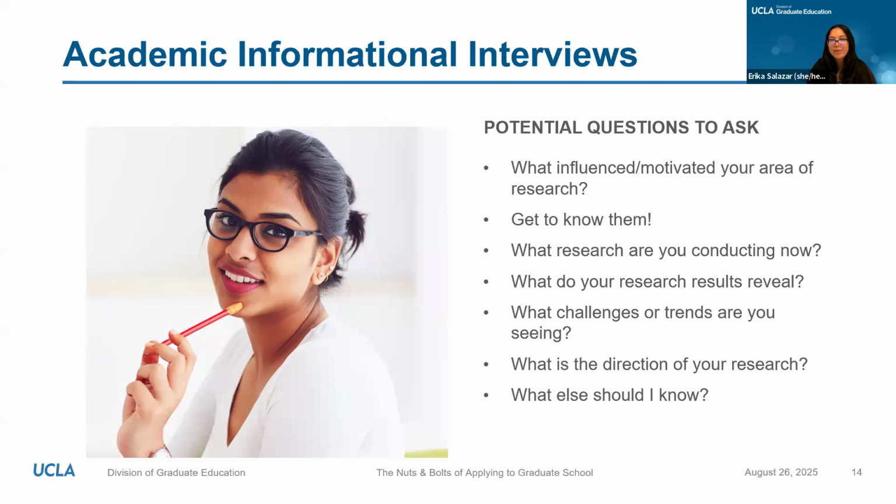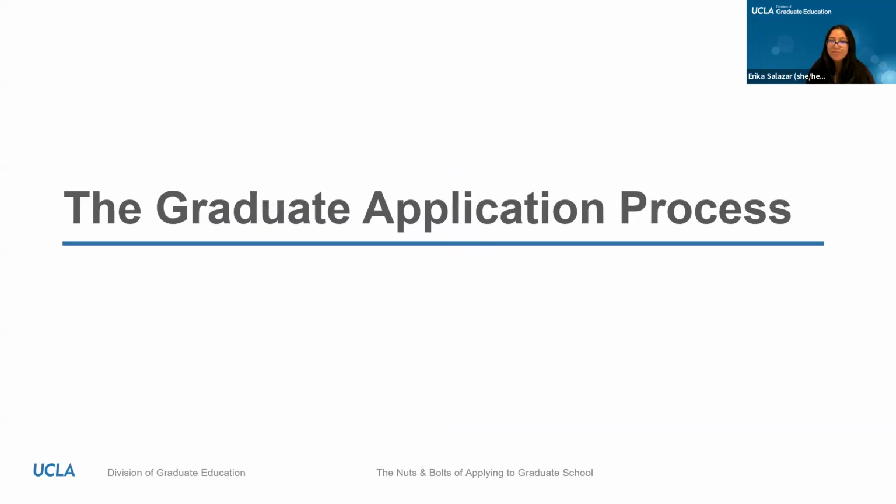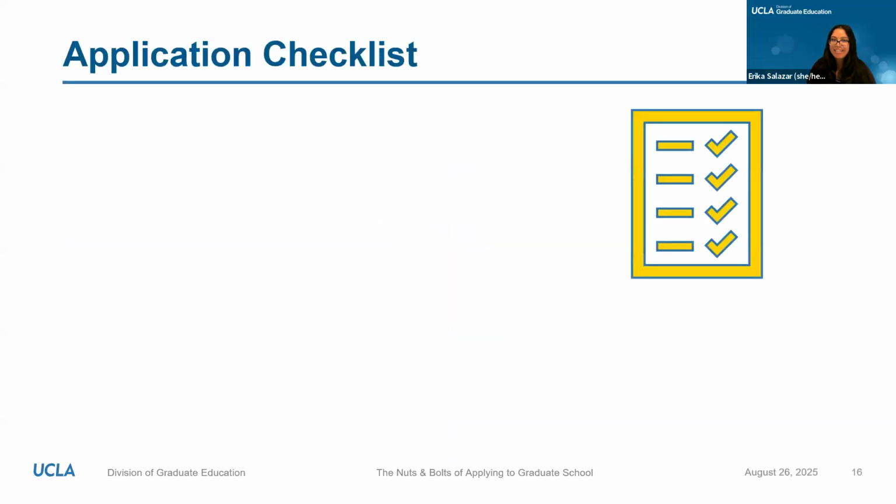So we've talked about exploring your graduate school options, doing a little bit of the me search, and expanding your network to learn a little bit more about what is a good graduate program fit for you. Now is the time that we want to talk about the actual graduate application process. So let's talk about the application checklist.